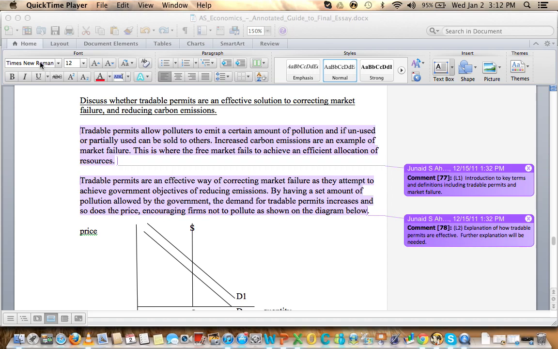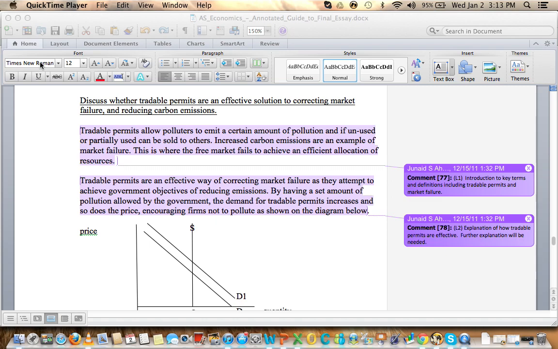Discuss whether tradable permits are an effective solution to correcting market failure and reducing carbon emissions. In this essay, I'm looking for a definition of tradable permits, a definition of market failure, and how they could reduce carbon emissions. I'm also going to be looking for diagrams that can be used to explain tradable permits. Since we're looking at it as an effective solution, we're going to look at the for argument for tradable permits, the against, and we're also going to consider an alternative, which is what I'll be looking for.